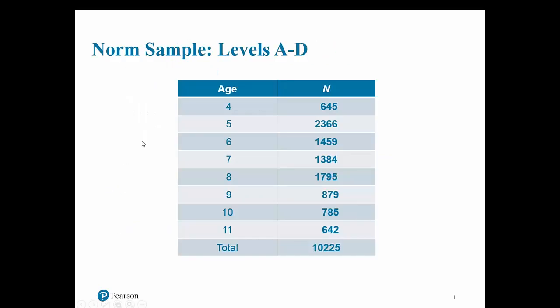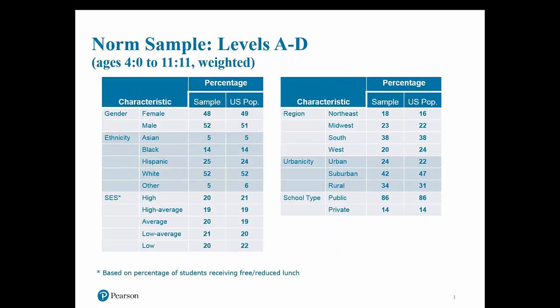This is a description of the distribution of cases by age in the norm sample for levels A through D. And this is a description of the demographics showing a very tight match to the U.S. population. We did do some weighting of the sample to make sure that we did match closely, although we also relied primarily on the sampling process to achieve this similarity of distribution.